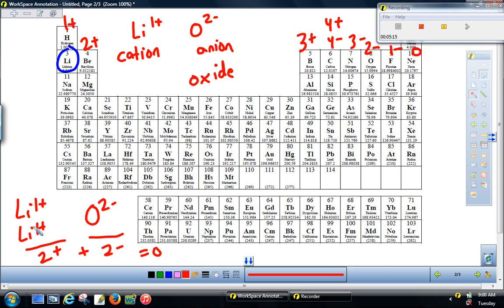And so if we need 2 lithiums, the way we write this formula then is Li2, 2 lithium ions, 1 oxide ion, but we don't write the 1. So this is the formula of the ionic compound that forms between the lithium ion and the oxide ion, and we would call this lithium oxide.